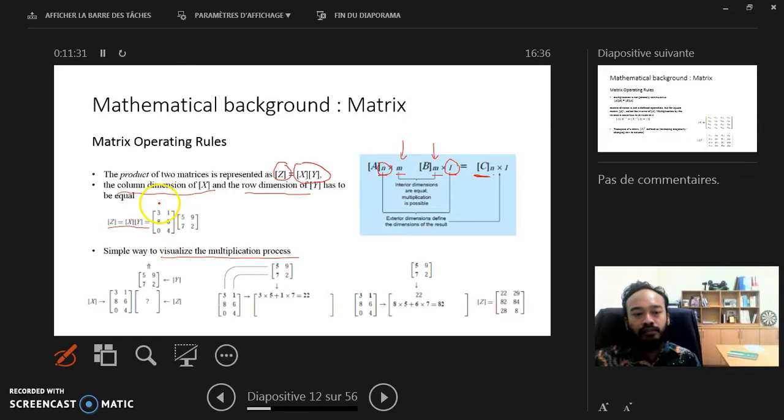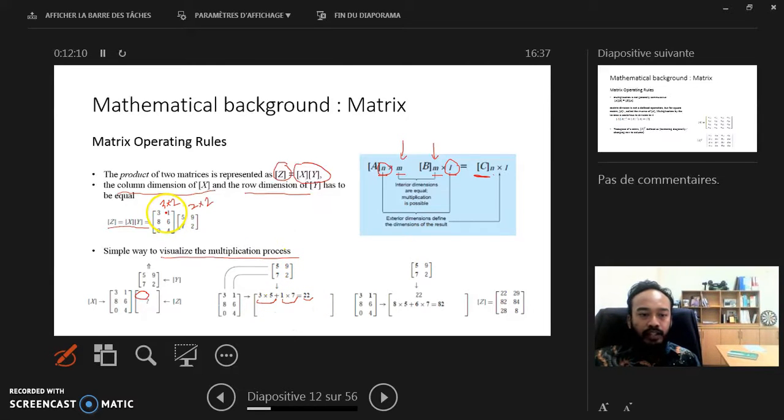X is a 3 by 2 matrix multiplied by a 2 by 2 matrix Y. What we can usually do in multiplication easily is to put it in this form. So the new result would be, for example, the element here would be 3 multiplied by 5 plus 1 multiplied by 7. It becomes 22. So the first element of the matrix equals 22.